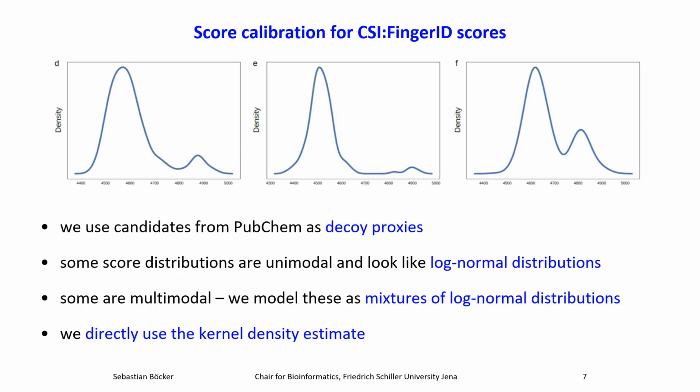So what we saw when we looked at the CSI:FingerID scores was that they sometimes looked like a log normal distribution. So we used that in our modeling, but also that often these score distributions were multimodal, and that didn't allow us to use one parameterized distribution. So instead, what we use is a kernel density estimate.